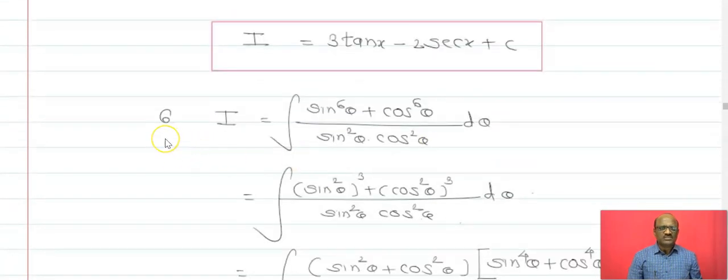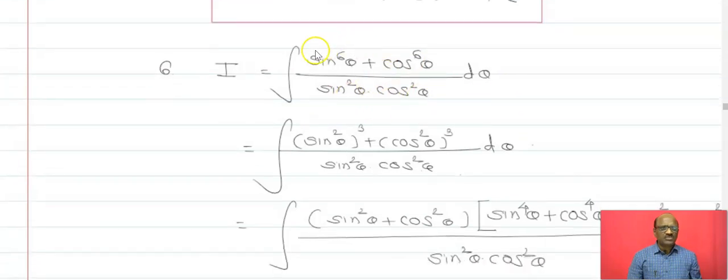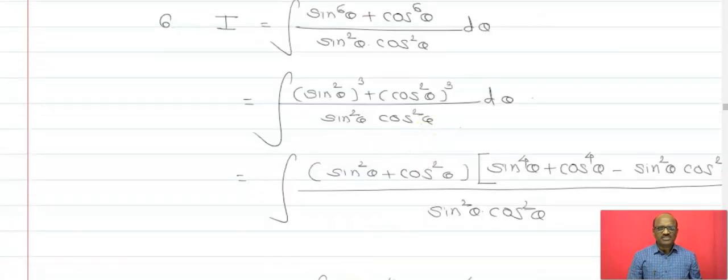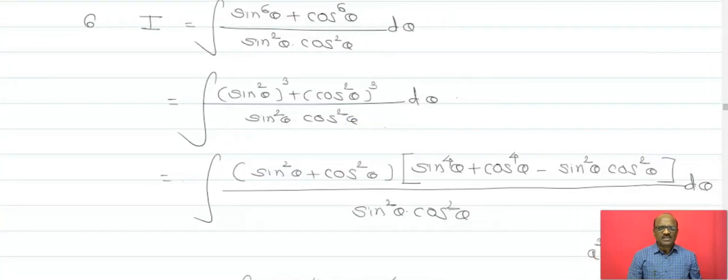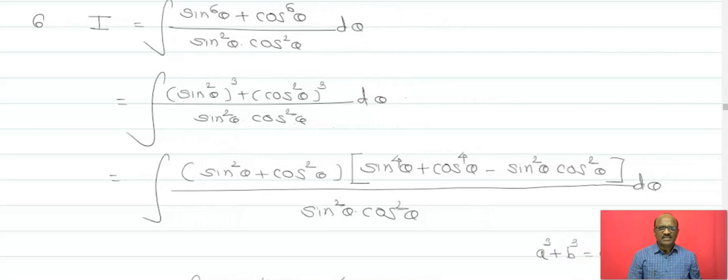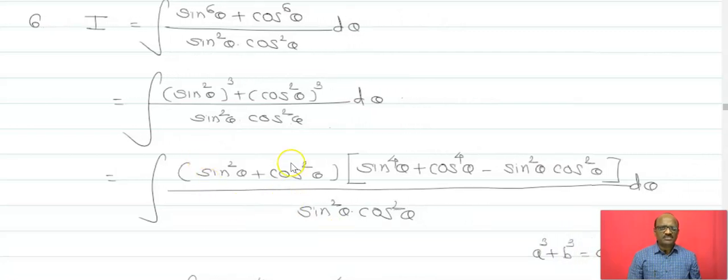Now the next question, question number 6: I is equal to the integral of (sin theta raised to 6 plus cos theta raised to 6) upon sin square theta into cos square theta d theta. Now see, here the power is 6, and it can be written as (sin square theta) whole cube plus (cos square theta) whole cube. Now it is of the form a cube plus b cube, and its expansion is like this. A cube plus b cube means a plus b, and in the next bracket, a square plus b square minus ab.